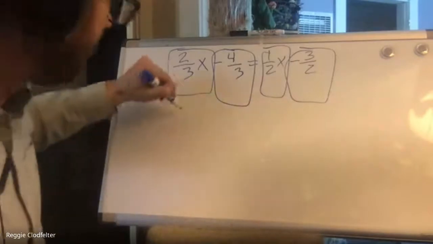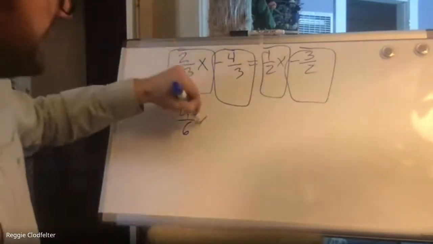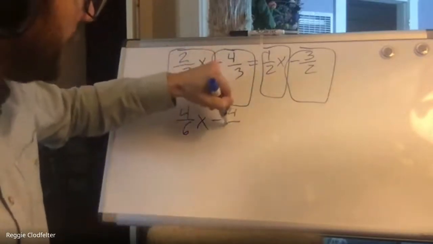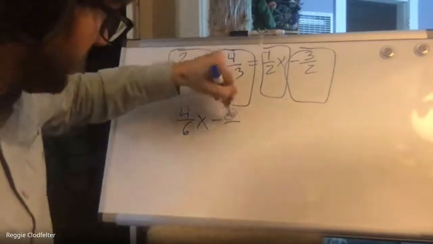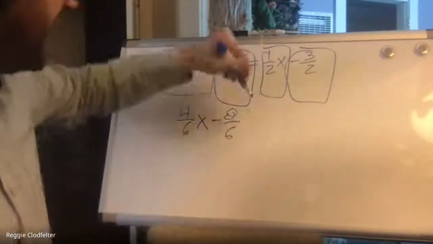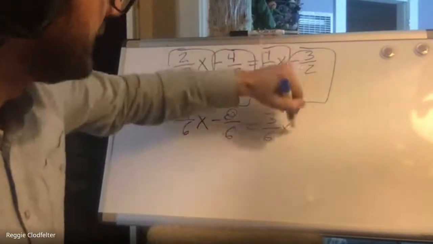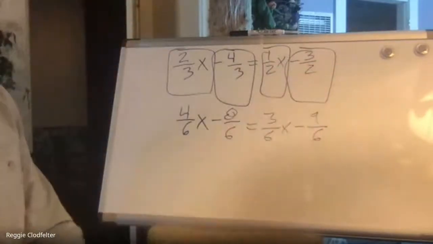So I now have 4/6, which is the same as 2/3, 4/6 x minus 4/3, or no, minus 8/6, because I'm converting everything to sixths, equals 3/6 x minus 9/6. Do you see what I did there, Kainoa? Yeah, now I think I know how to do it.